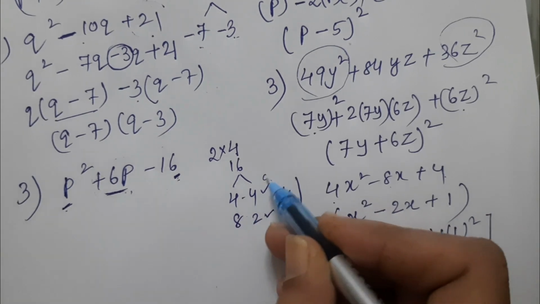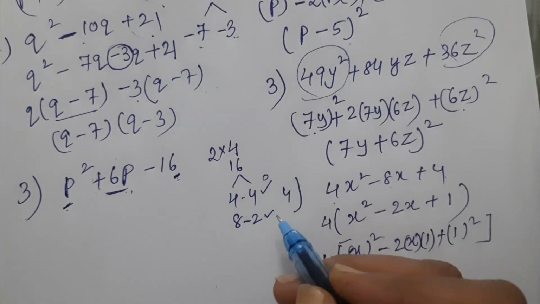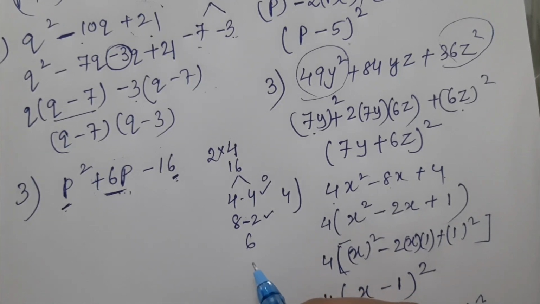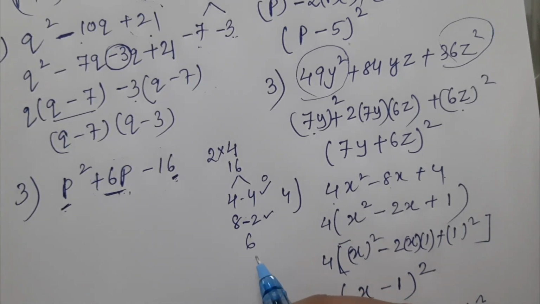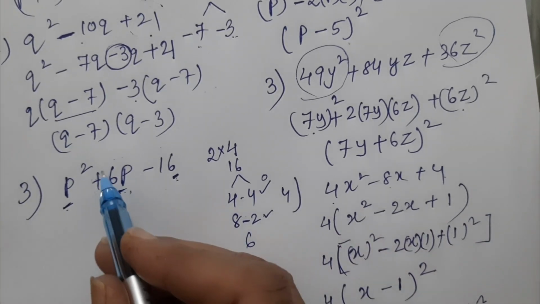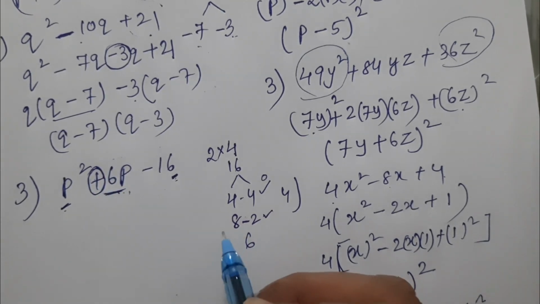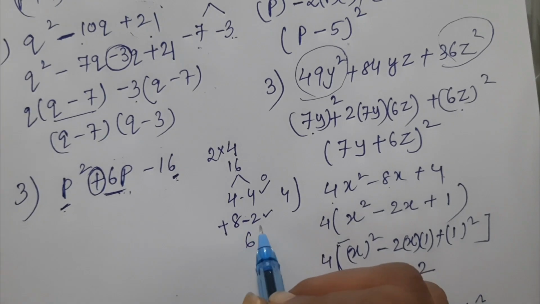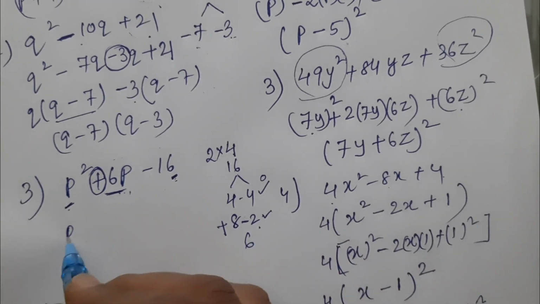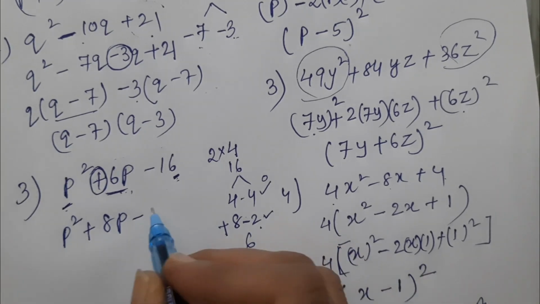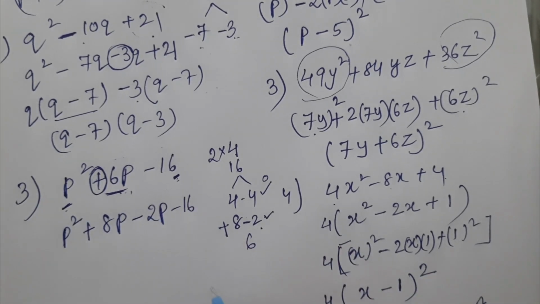4 minus 4 is 0. 8 minus 2 is 6. We are getting our answer by subtraction. When we get our answer by subtraction, we should give the bigger number the sign of the question. So this is the main logic you need to remember. For subtraction, bigger number gets the sign of the question, smaller number the opposite sign. So here p square plus 8p minus 2p minus 16.